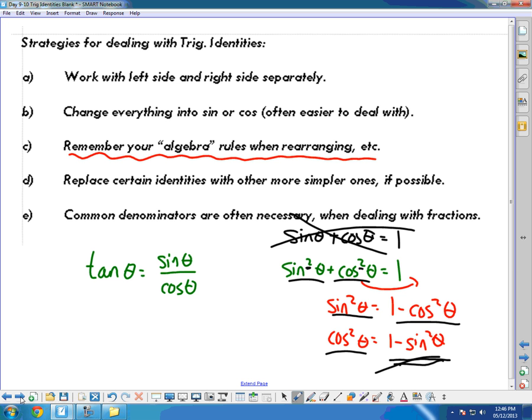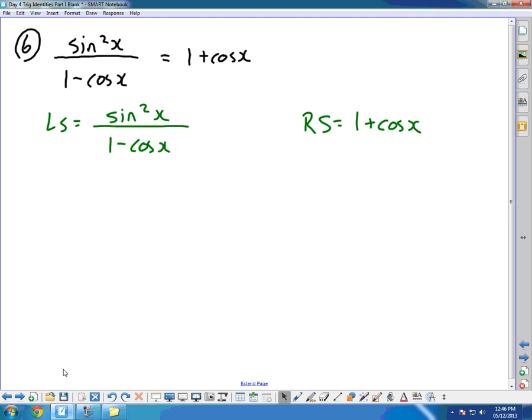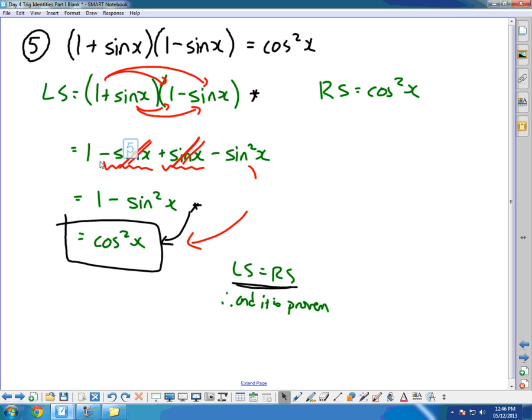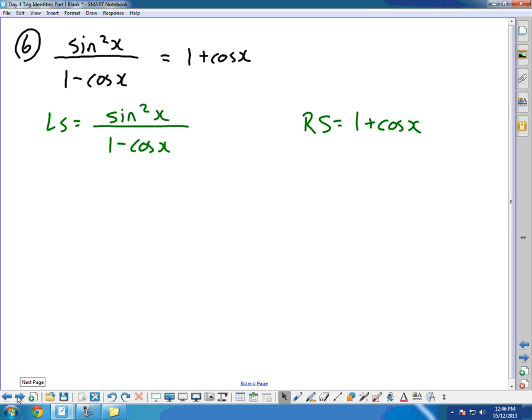See this? 1 minus cos. That is not cos squared. So you cannot change this to sine x. Okay, that's wrong. If this was squared, then you could change it to sine squared x. But it's not. So just be very careful on that, and make sure you don't make that mistake.